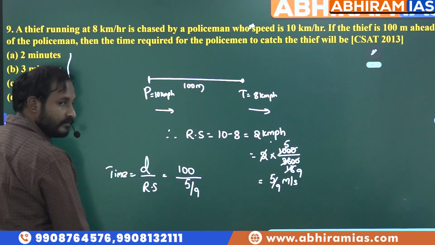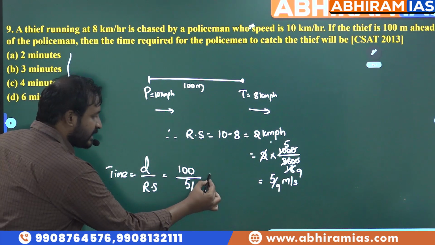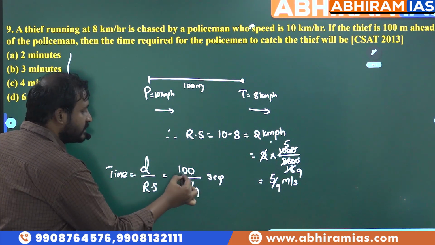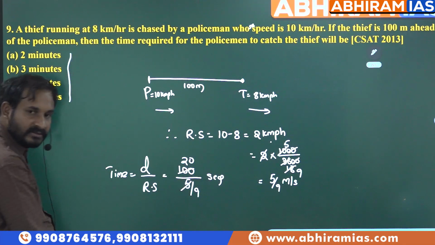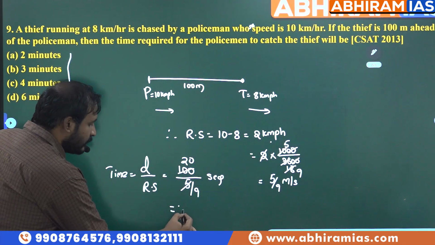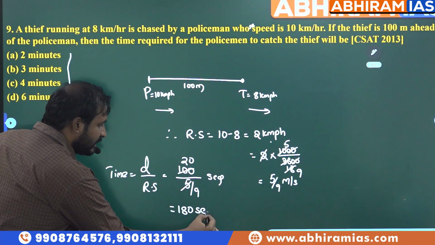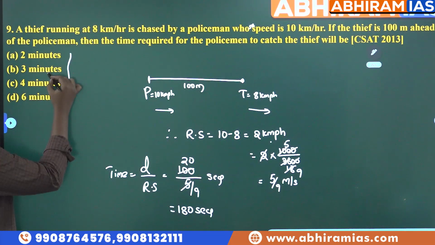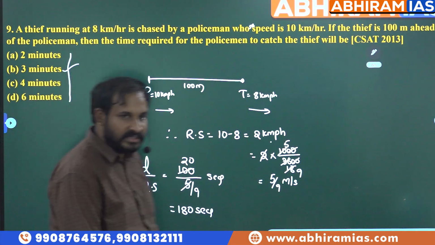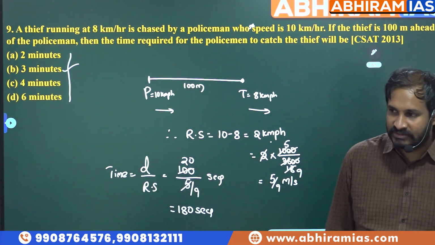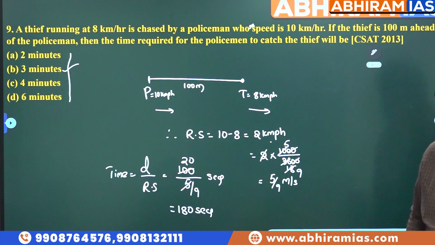5/9. This is in seconds, the unit is seconds. 5 1s are 5, 5 20s are 100, and 9 goes up. 9 into 20 is 180 seconds. 180 seconds is how many minutes? 3 minutes. So in 3 minutes the policeman is going to catch the thief.